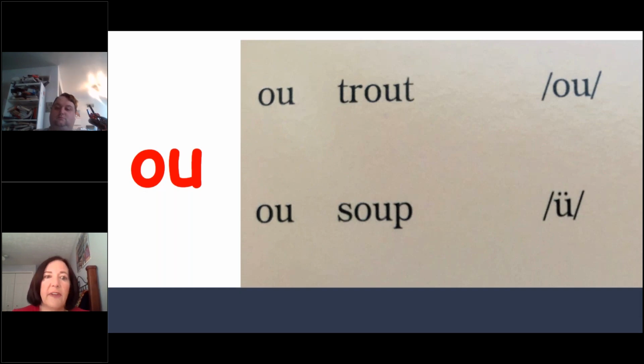OU is another vowel digraph. OU has two sounds. OU might say ow, as in the word trout, or it might say oo, as in the word soup. OU almost always says ow. When you hear ow in the middle or at the beginning of a word, typically it's spelled OU. I just need you to be aware that it can also say ooh, like soup, but that is uncommon.